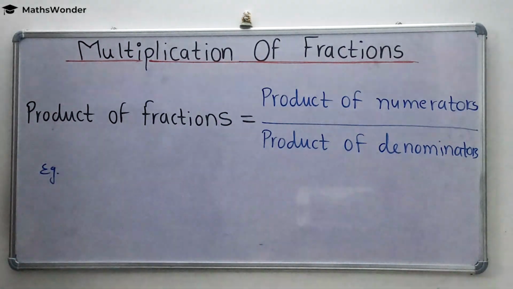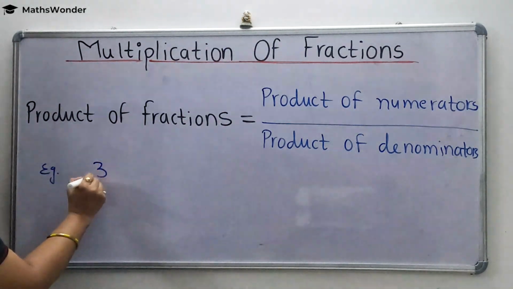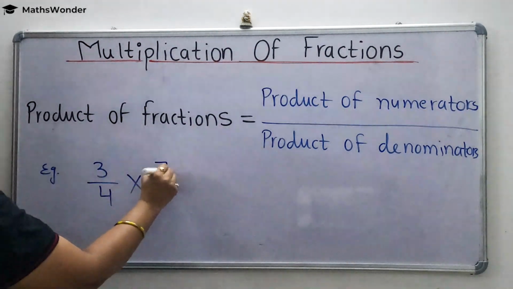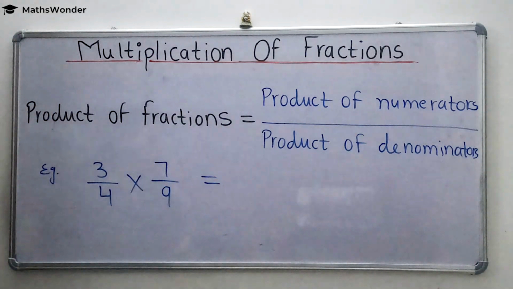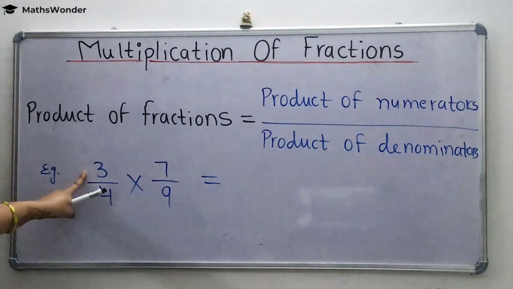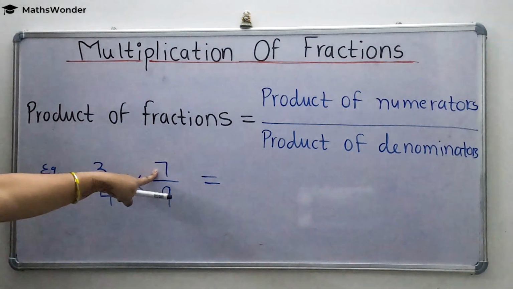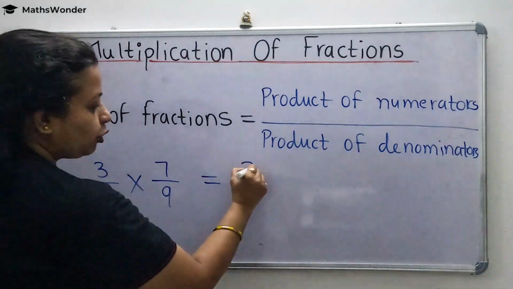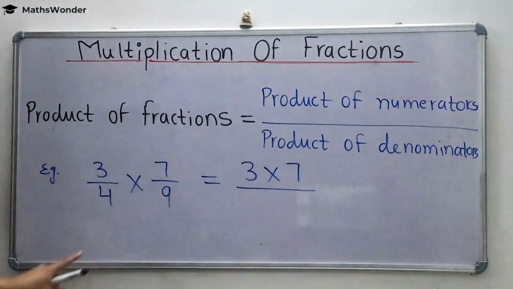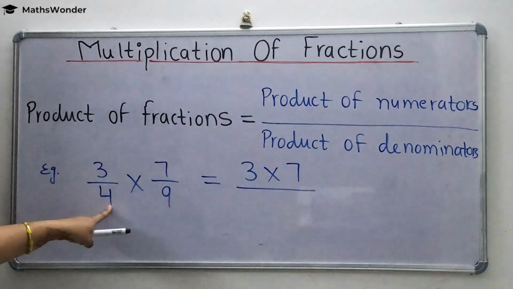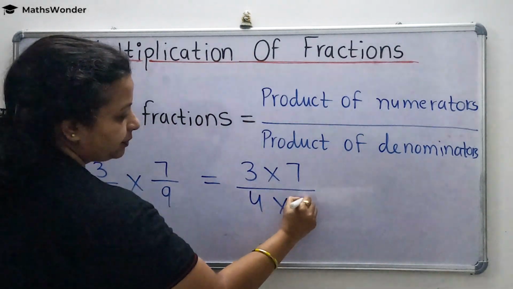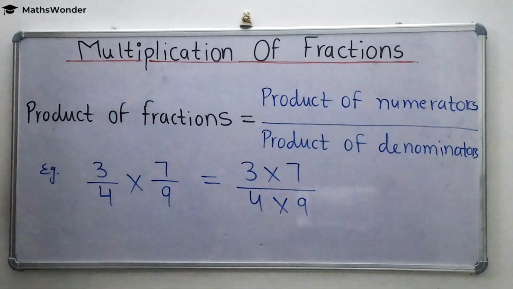For example, the question is 3 over 4 times 7 over 9. So you will take the product of the numerators. 3 is the numerator of this fraction, 7 is the numerator of the other fraction. So you will multiply them, 3 times 7. Now over, 4 is the denominator of the first fraction, 9 is the denominator of the second fraction. You will multiply them. So you'll get this, right?